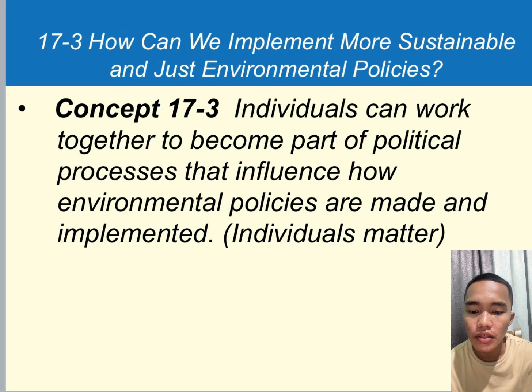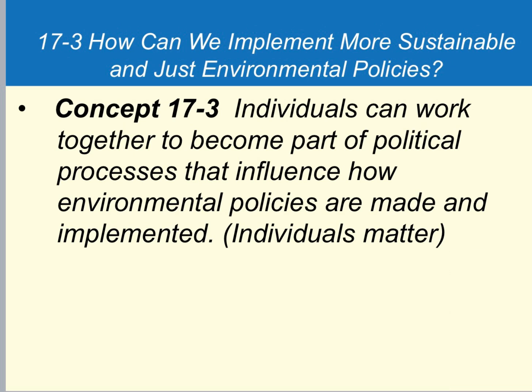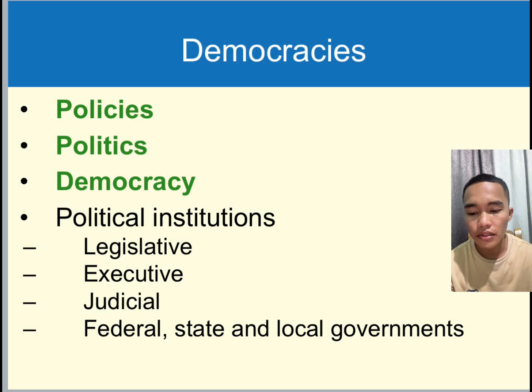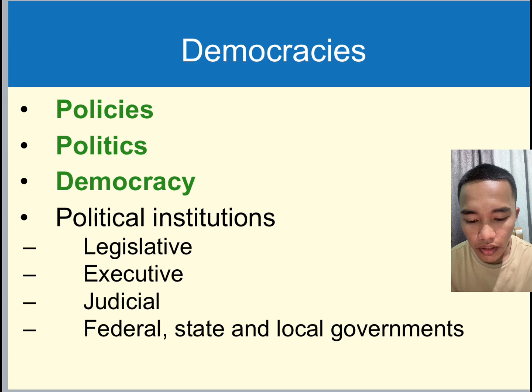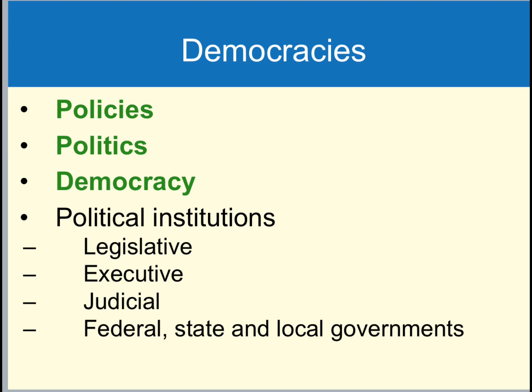So how can we implement more sustainable and just environmental policies? So concept 17.3. Individuals can work together to become part of political processes that influence how environmental policies are made and implemented. Or individuals matter. This is democracies. Policies, politics, and democracy. Political institution, legislative, the executive, judicial, federal, state, and local governments.